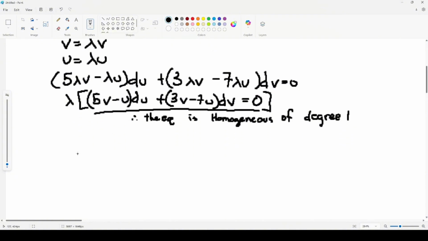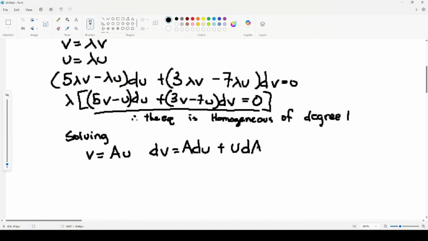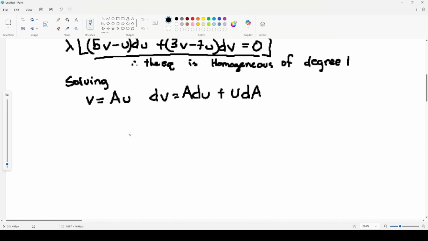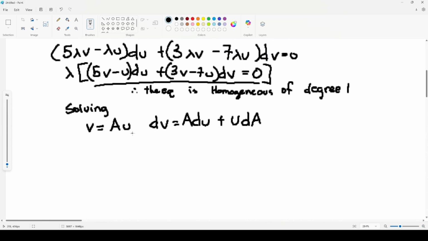Next, to solve a homogeneous equation, you substitute one of the variables. In this case we have v and u. I'm going to use, let's say, letter A: v equals Au, so dv is equal to A du plus u dA. Or you can substitute u equals Av. You can substitute u or v, either of the two. I'm going to use A du and u dA.